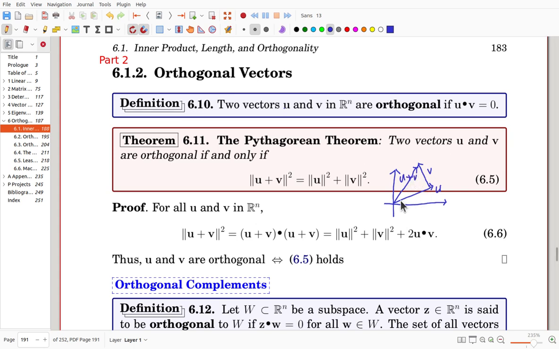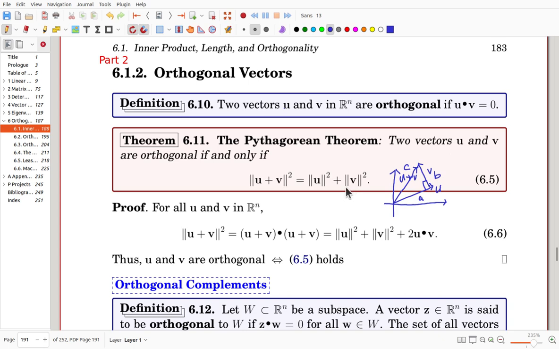You learned the right triangle, and usually we use the notation a, b, and c for the sides. Now, a squared plus b squared is the same as c squared when this triangle is a right triangle. So that is the Pythagorean theorem. That is exactly this one.